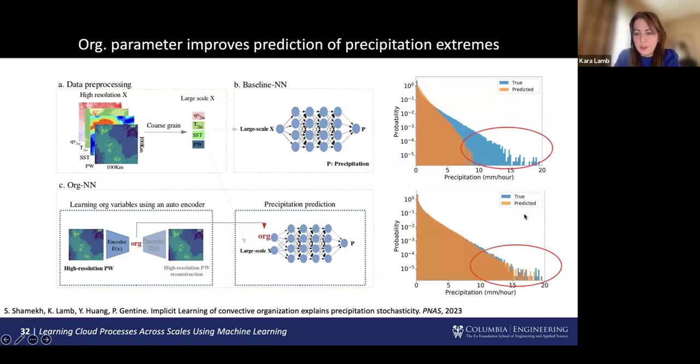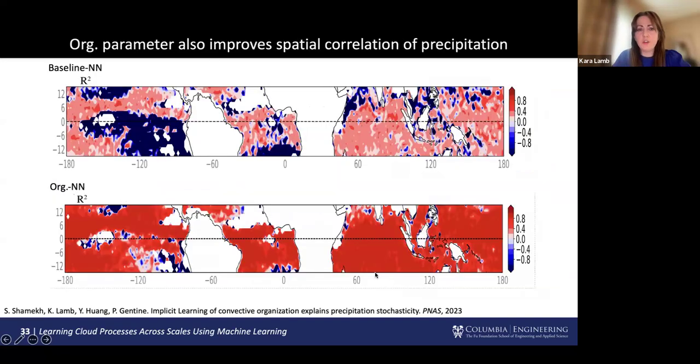So if you compare these two, you can see that for the baseline neural network, we're really missing the extremes of precipitation, whereas with the organization-informed neural network, we're able to do a much better job of getting the extremes of precipitation correct, when we just include a little bit of information from the subgrid scale about how organized precipitation is. And we can also look spatially at how correlated the predictions of precipitation are as well.